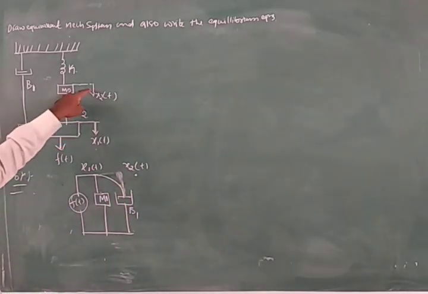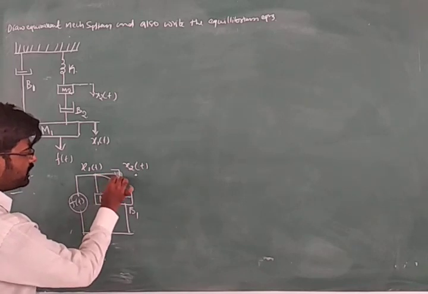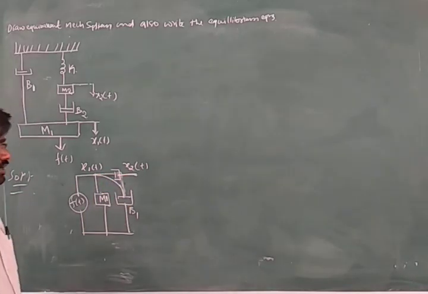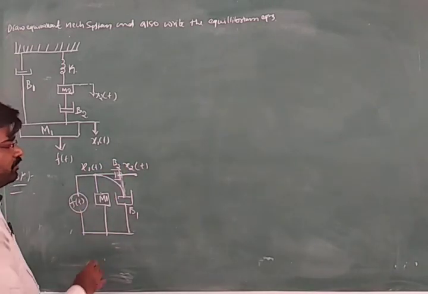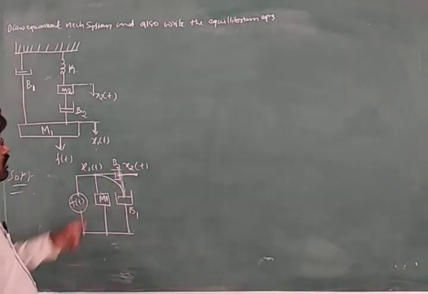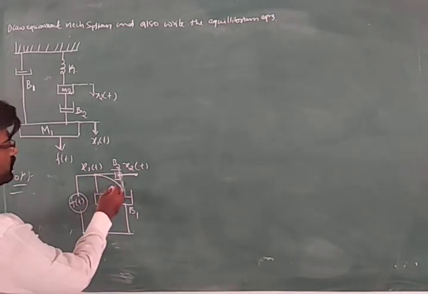So B2 is connected between x1 and x2, like this you write. It is connected between x1 and x2. In this way we have to draw the diagram. This is called B2. Okay. That what I explained you, that is the next step. Okay. So this is B2.